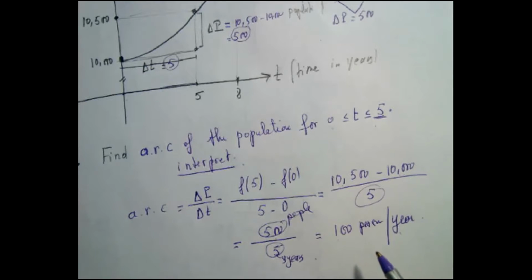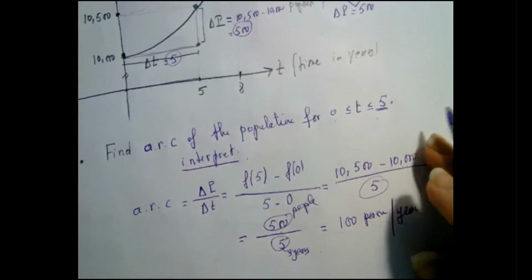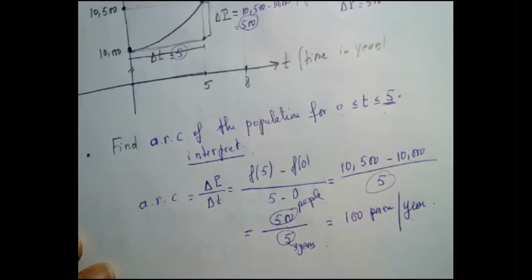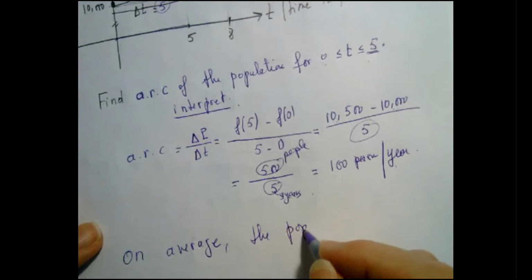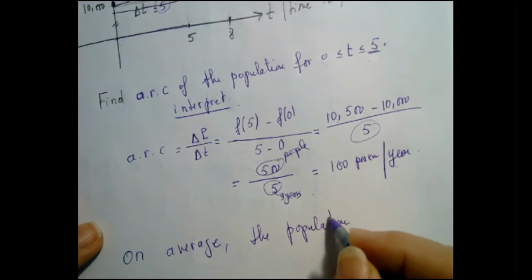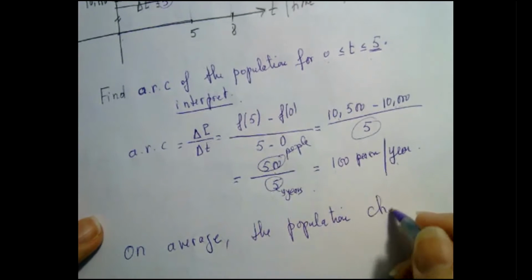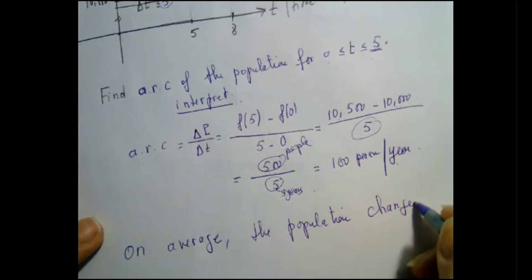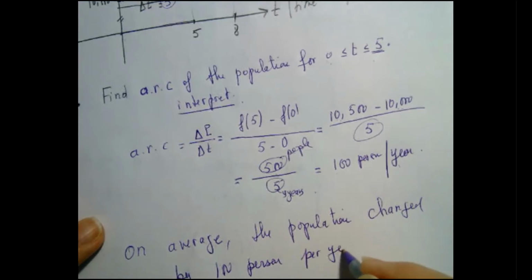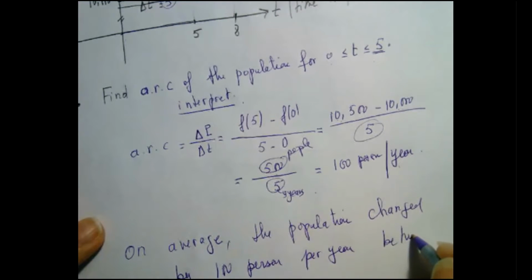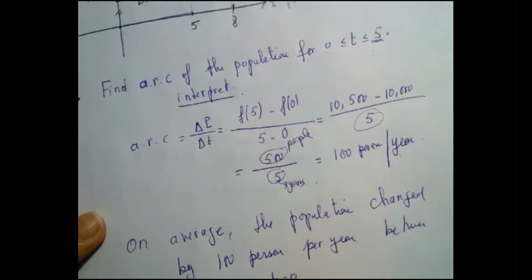What does this mean to us? It means that, on average, the population changed by 100 per year between t equal to 0 and t equal to 5.